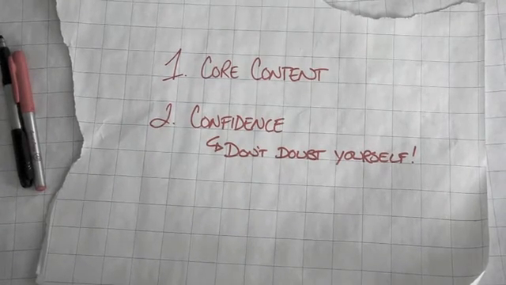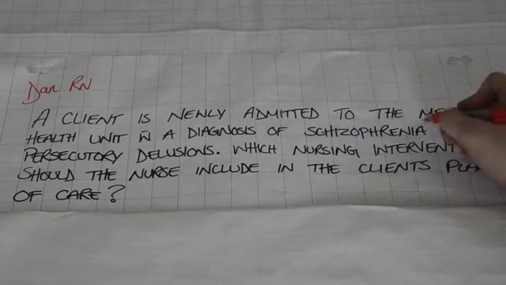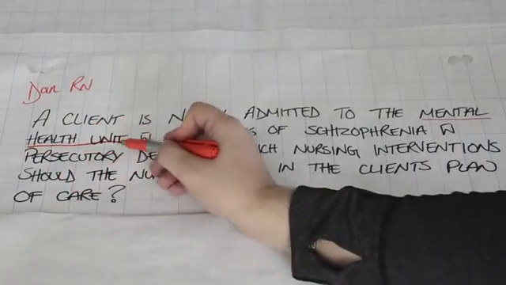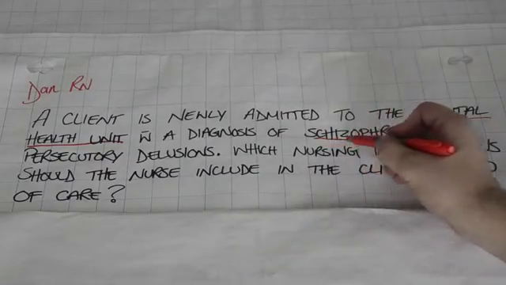So here we go. A client is newly admitted to the mental health unit with a diagnosis of schizophrenia with persecutory delusions. Which nursing interventions should the nurse include in the client's plan of care? Now, we really have to think about what this question is asking us. We know that we have a client that just came into the unit, and it's a mental health patient. So it says here that it's a mental health unit, which means that the client's mental health, and the diagnosis is schizophrenia.